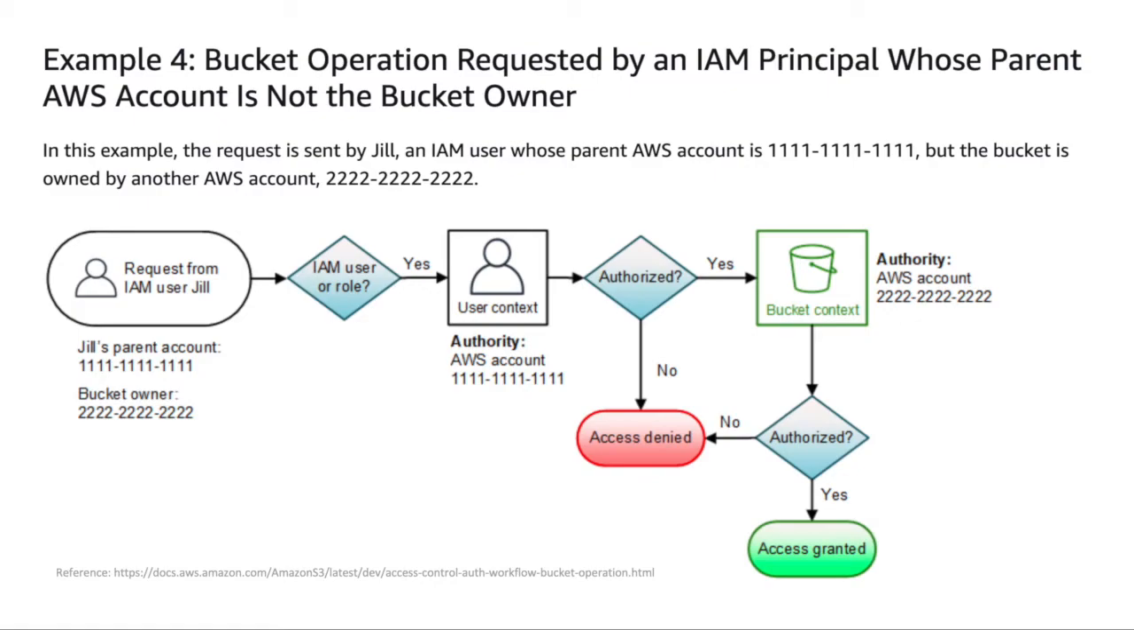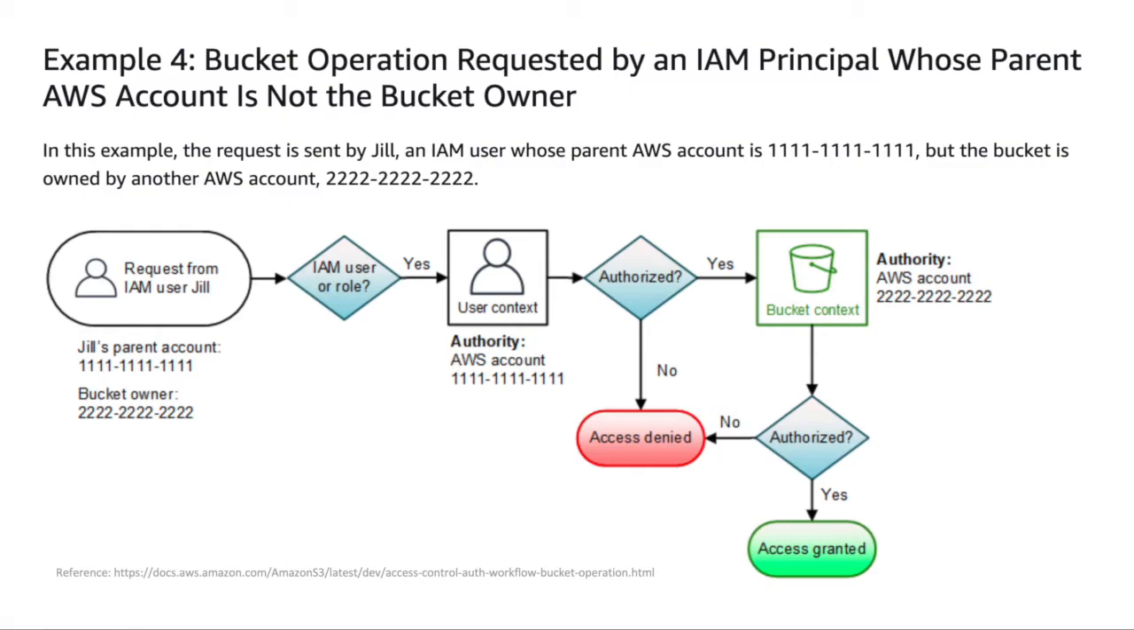However, if the bucket operation is requested by an IAM user whose parent AWS account is not the bucket owner, so now you see here there is an IAM user called Jill. Its parent account is 1111. The bucket owner is different, its account is 2222. So firstly, user context would come into play. Account 1111 will check its user policy and tell whether I am allowing Jill to access this bucket or not.